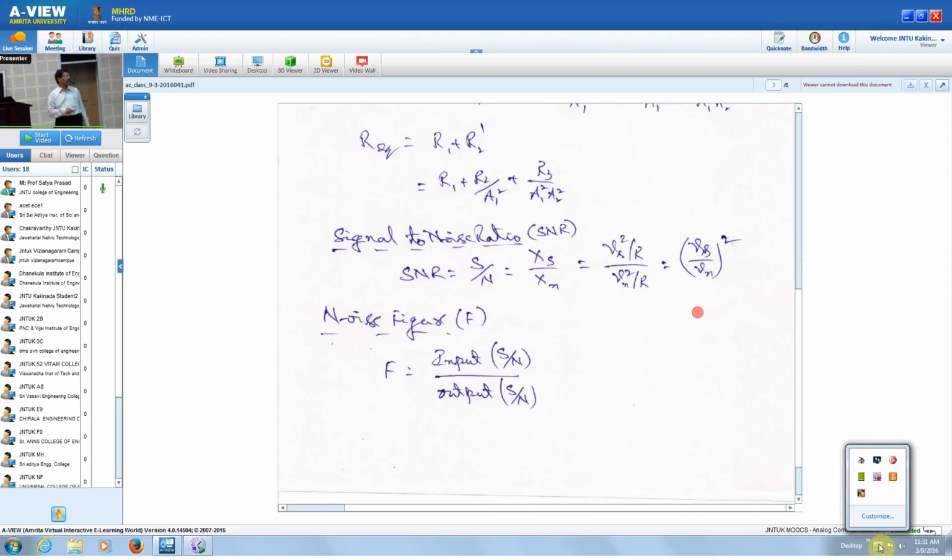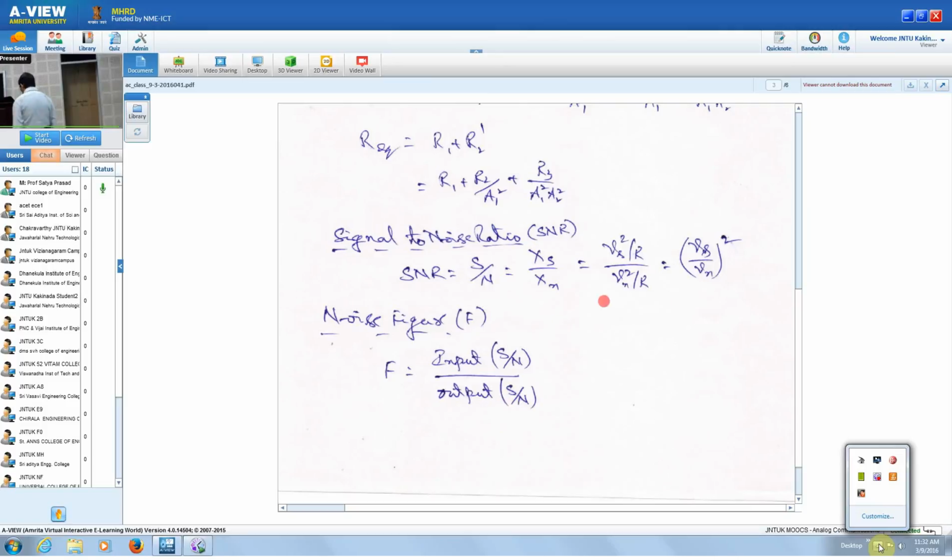In addition to the SNR, we will be having the term noise figure, to compare different systems, which gives a better performance. So noise figure is defined as the input signal to noise ratio by the output signal to noise ratio.